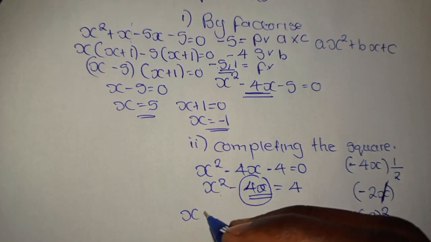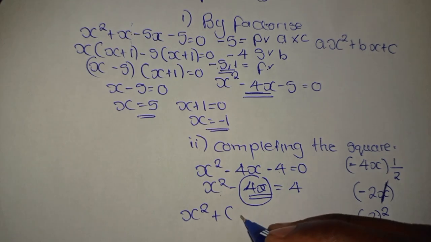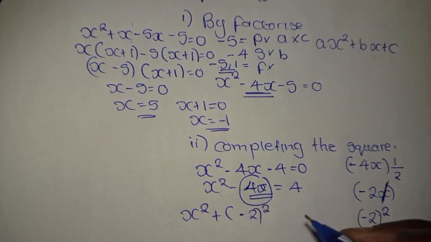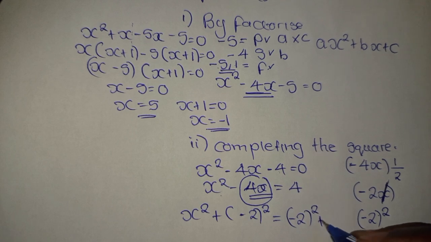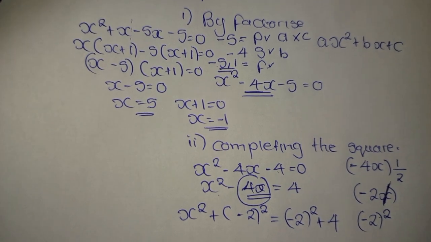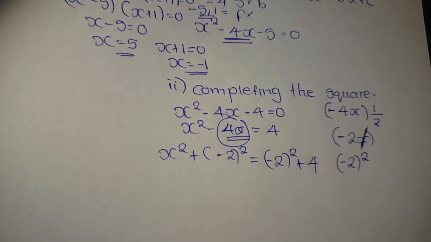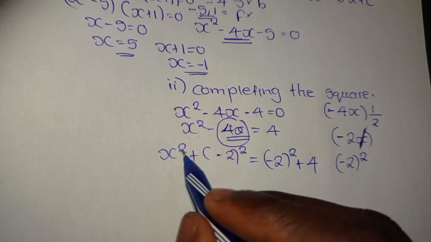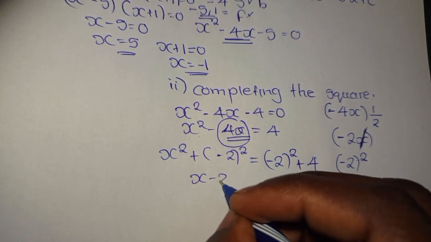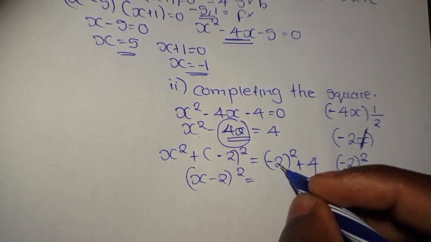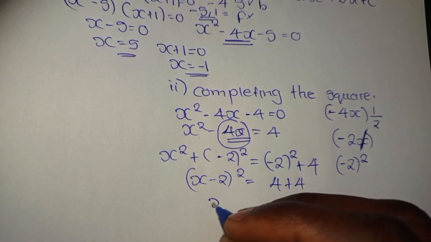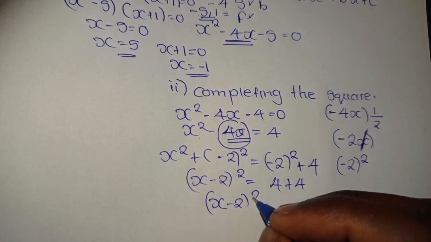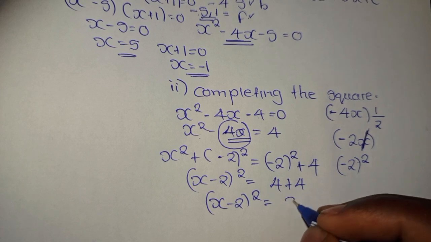So you will have x squared, positive, negative 2 x squared is equal to negative 2 squared plus 4. So immediately now you basically do that. We know that these squares are the same, so you can put these in basically one bracket. And we know that negative 2 squared is basically 4. So x minus 2, where 4 plus 4 is basically 8.